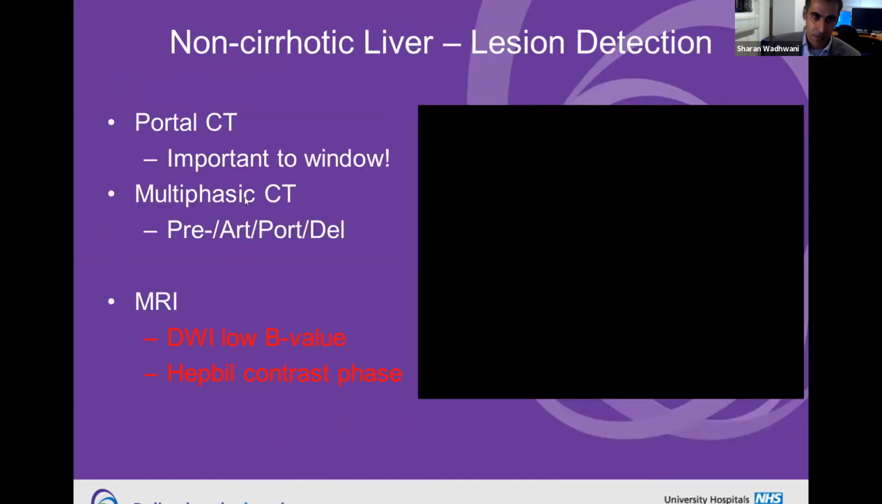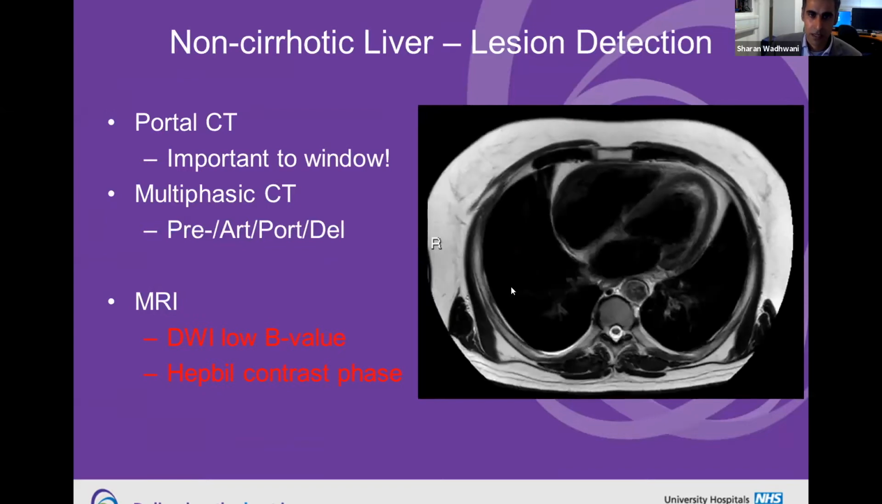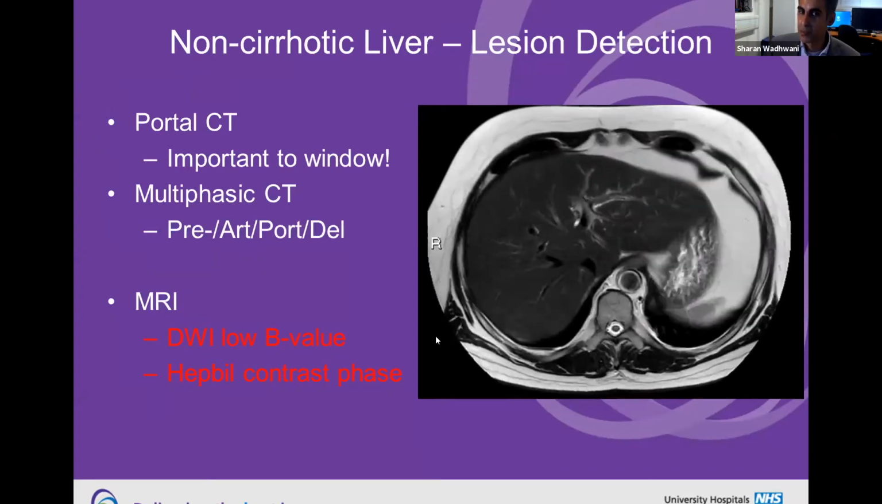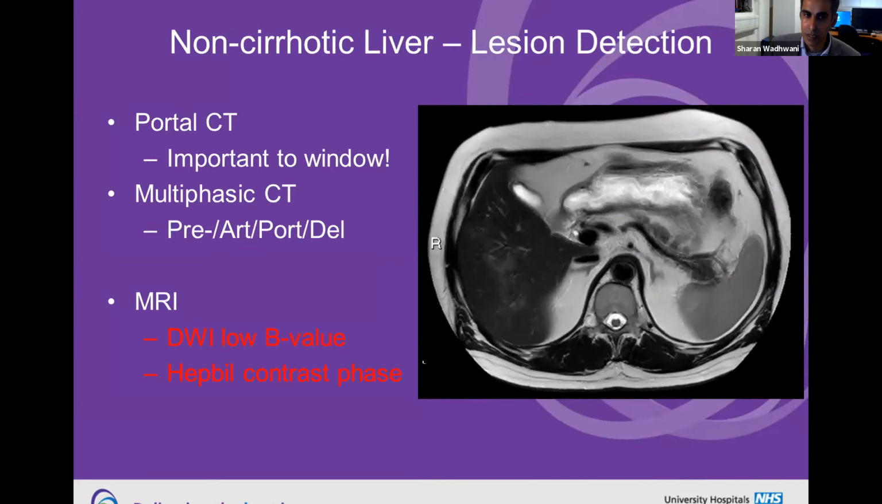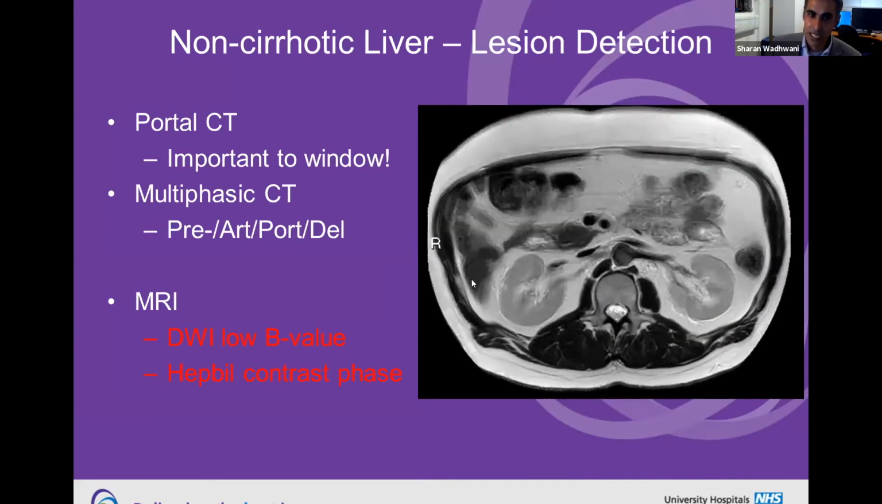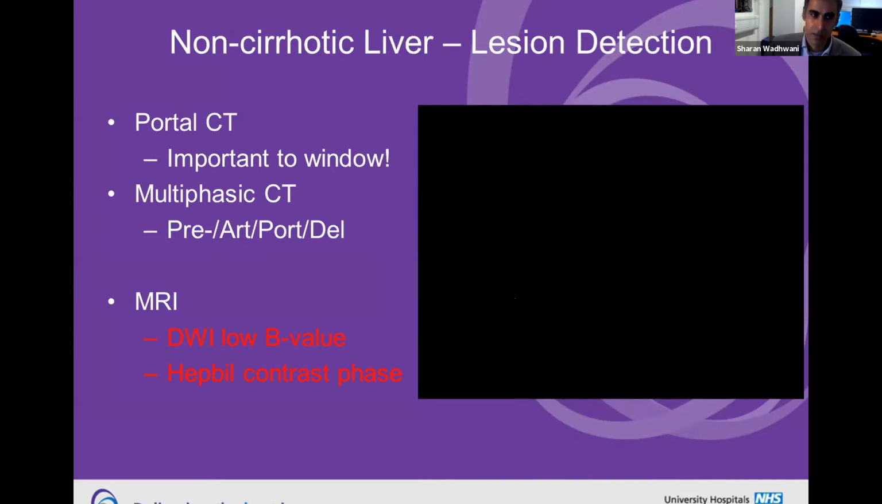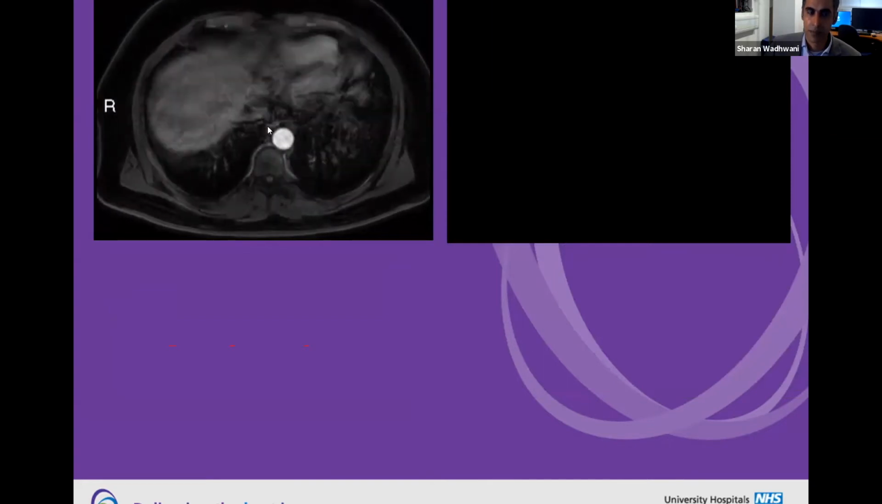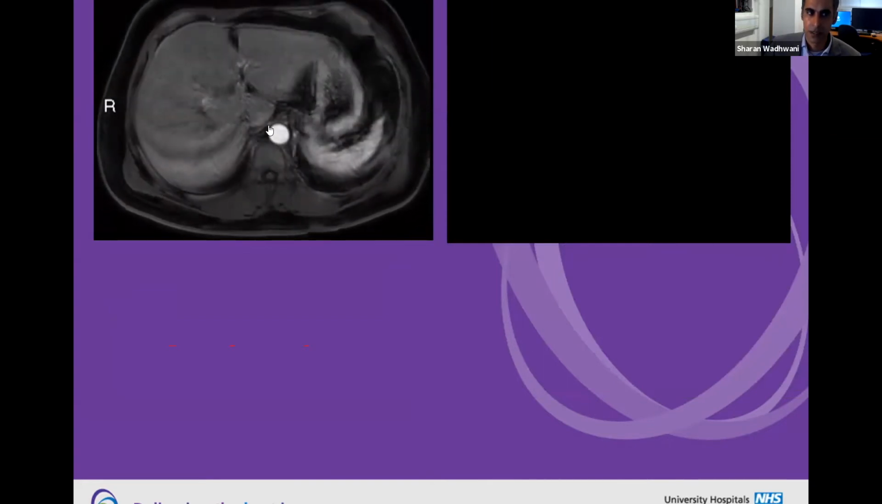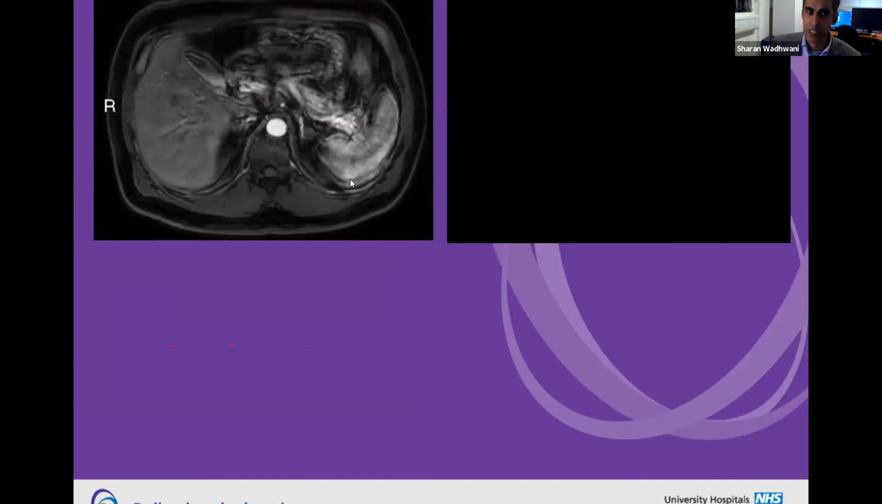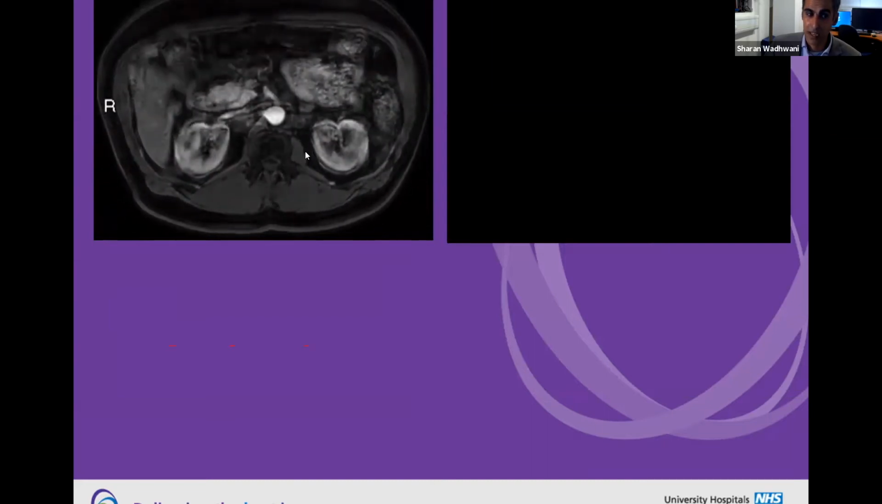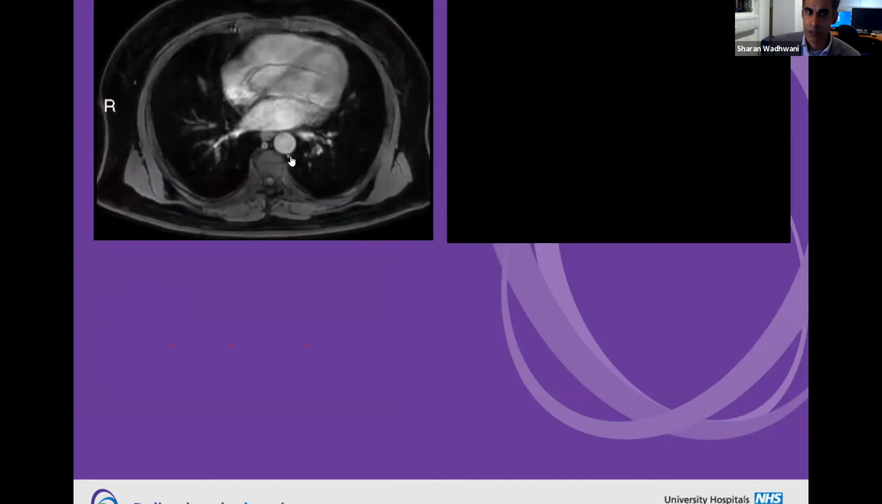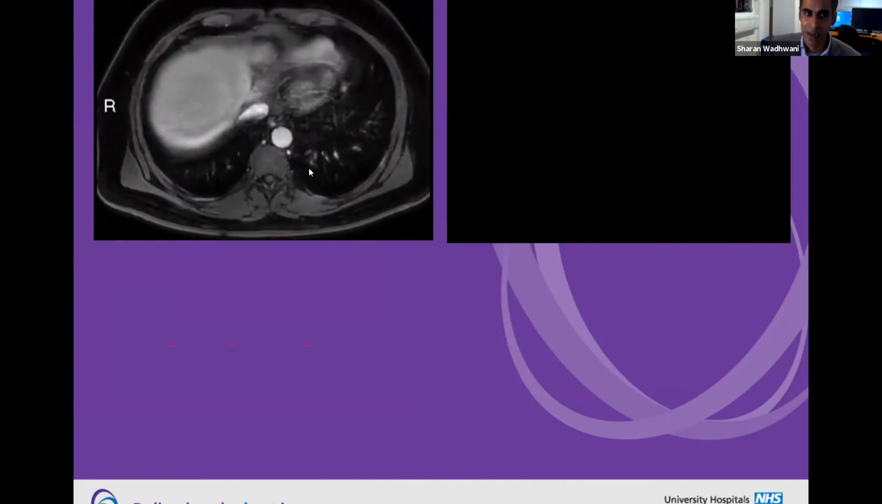Okay, this is a non-cirrhotic liver, and it's that nice high-res T2. The patient's managed to do it without breathing. Okay, again, difficult to see a lesion. This is multiple phases of the same patient. And this is the arterial phase. I'm still not seeing a lesion very clearly there. I'll let this run through so you can all have a look, and I want you to try and pick out a lesion.